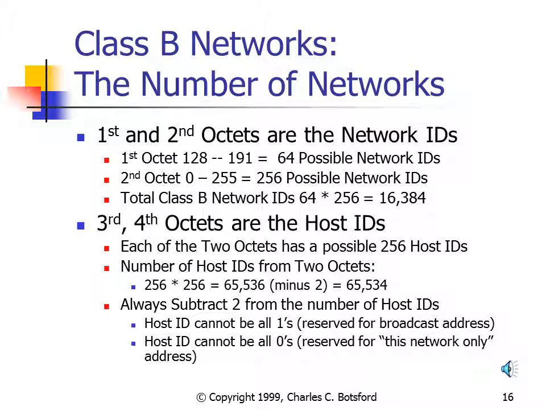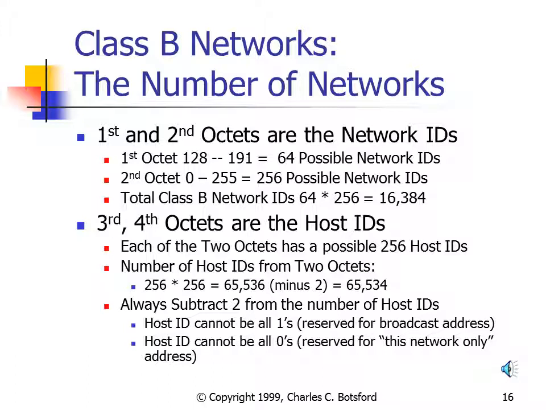So the total number of Class B network IDs that are available would be 64 times 256, or over 16,000 possible Class B addresses. Now, the last 2 octets are dedicated to be the host IDs, and in each of those octets we have 256 possible host IDs. So the number of hosts would be 256 times 256.